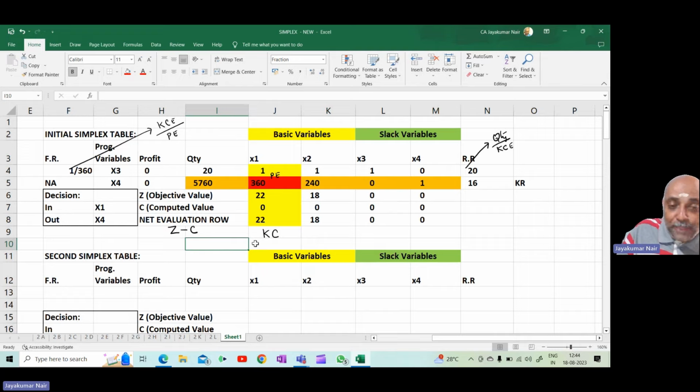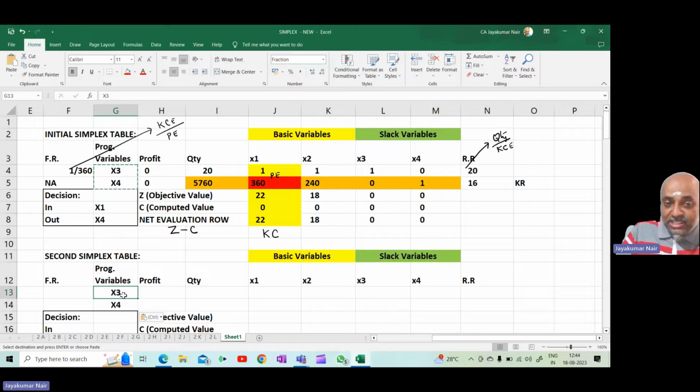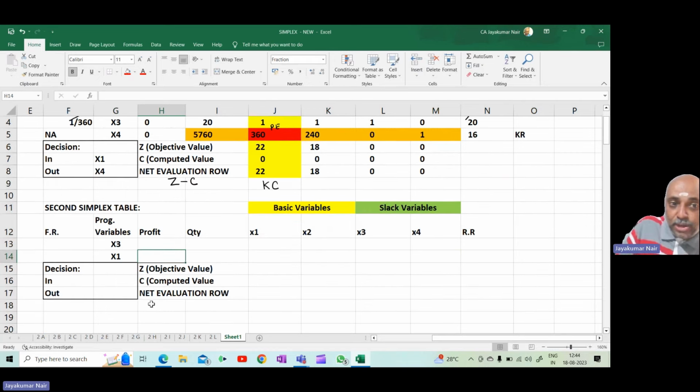Now when you prepare the second simplex table, remember the order of the program variables; you are not supposed to change it. First is X3 and then X4, but X4 should leave the table and X1 should come in its place. So we know that the incoming variable is X1 and X4 should leave the table. So when you prepare the second table, you will write X3, X1.